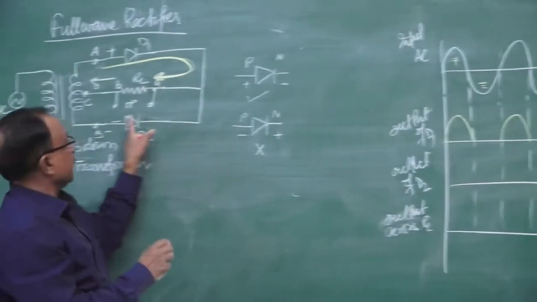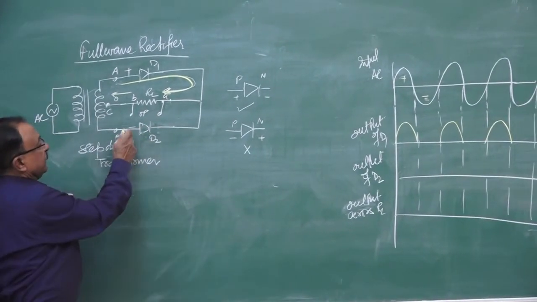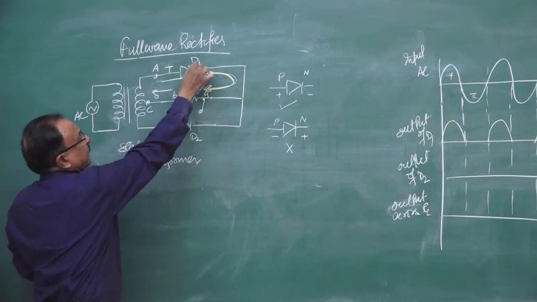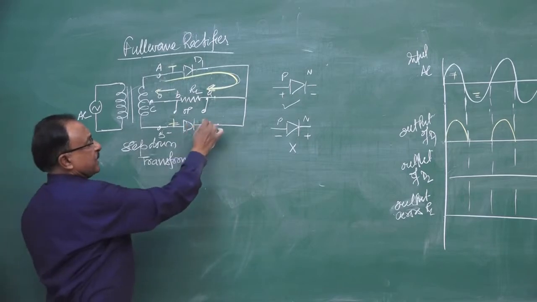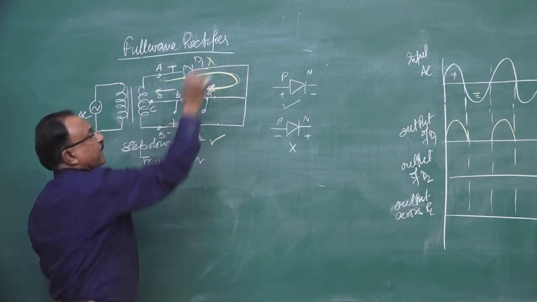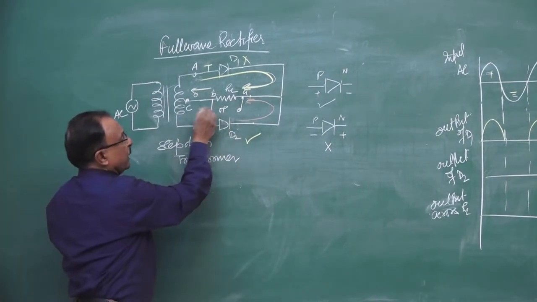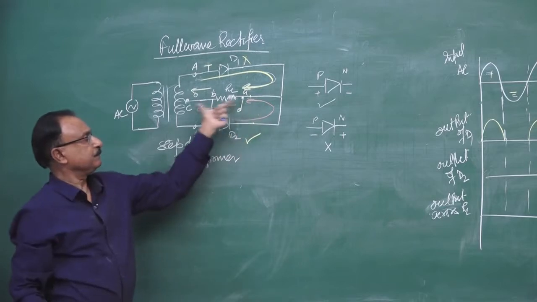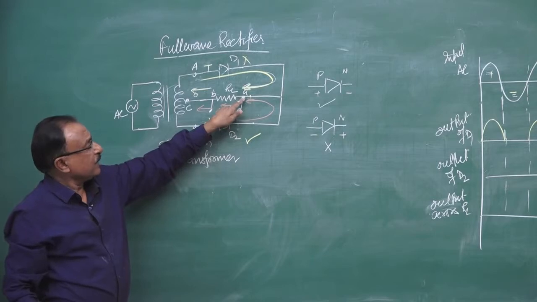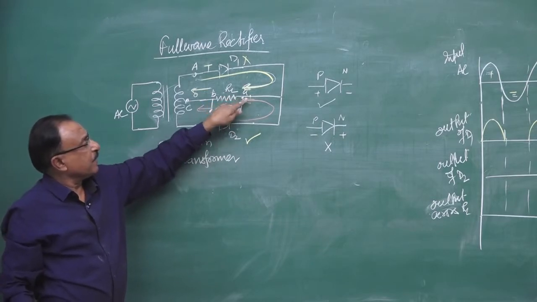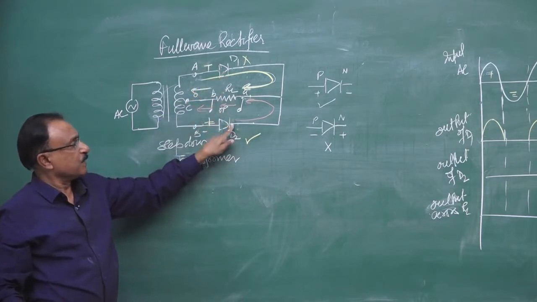Now for the negative half cycle of the input AC, what happens? A becomes negative and B becomes positive. This time diode D2 conducts and D1 becomes non-conducting. Current flows only in the lower half of the circuit. Check the direction of the current: it is anti-clockwise, but across the load resistance the current is from A to B only, whether it is due to D1 or D2.